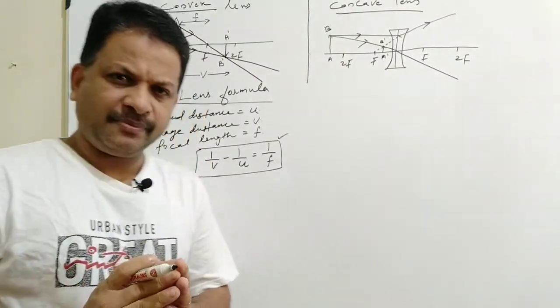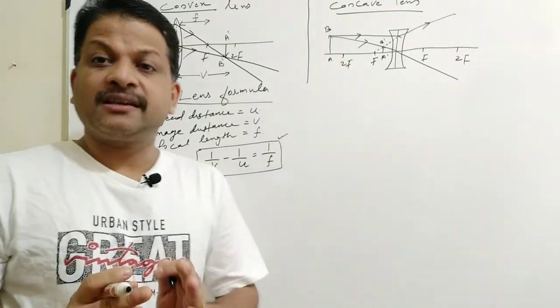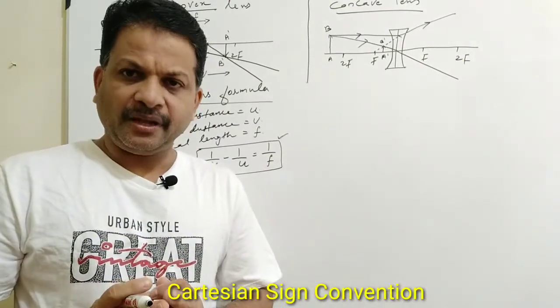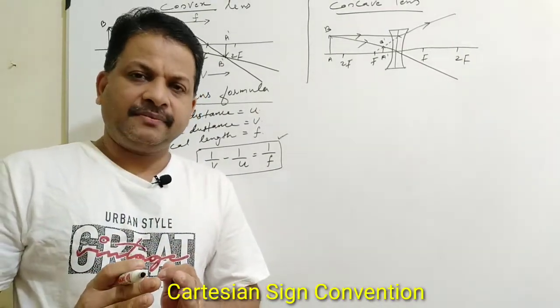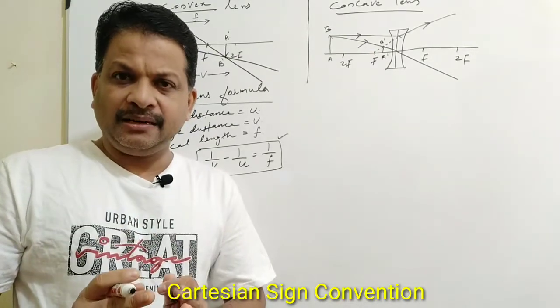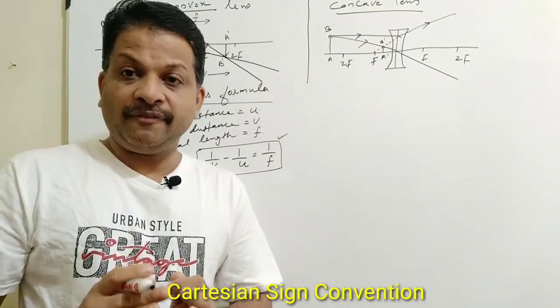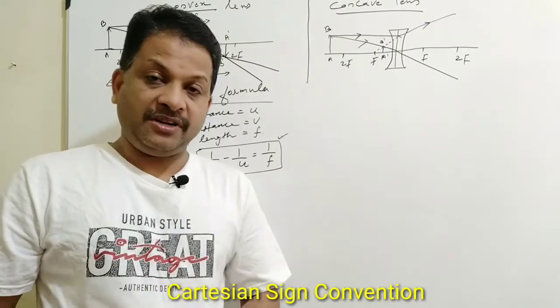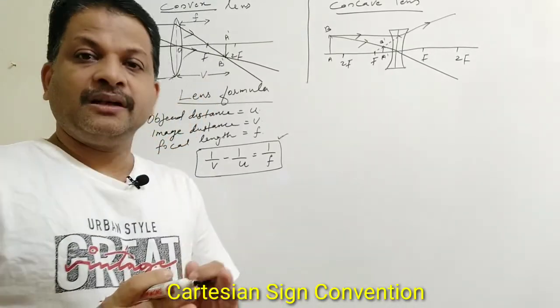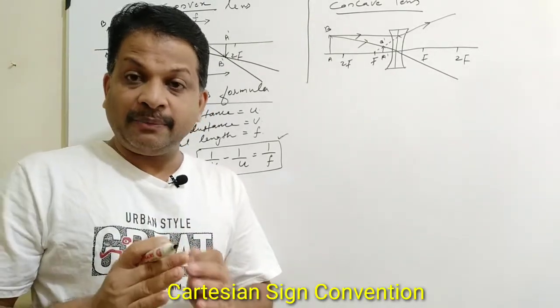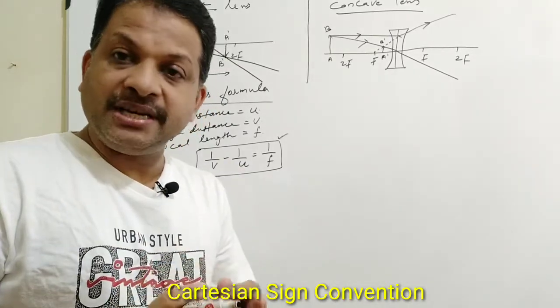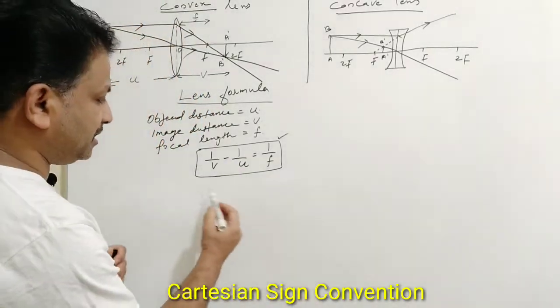Before we learn how to apply the lens formula in daily life situations or in solving numericals, we must know what the Cartesian sign convention is. All the distances related to a lens are measured in terms of the Cartesian sign convention. When we measure the distances related to a lens, remember that the Cartesian convention is used. What is the Cartesian convention?